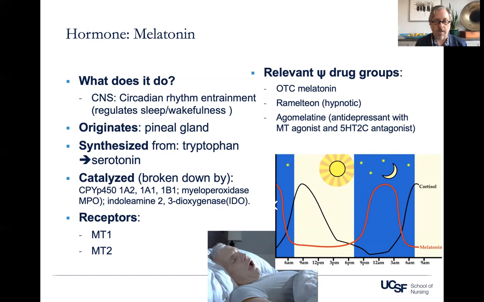As we talked about in the serotonin lecture, it originates from serotonin, which originates from tryptophan. It is broken down by a number of different metabolic pathways, largely in the liver. There are two known receptors, MT1 and MT2. For the most part, the main thing that we're targeting with this is over-the-counter melatonin, although increasingly there are medications that are looking at melatonin receptors as targets. There's one on the market called Melatonin, which is a non-benzodiazepine, non-Z drug, hypnotic drug.